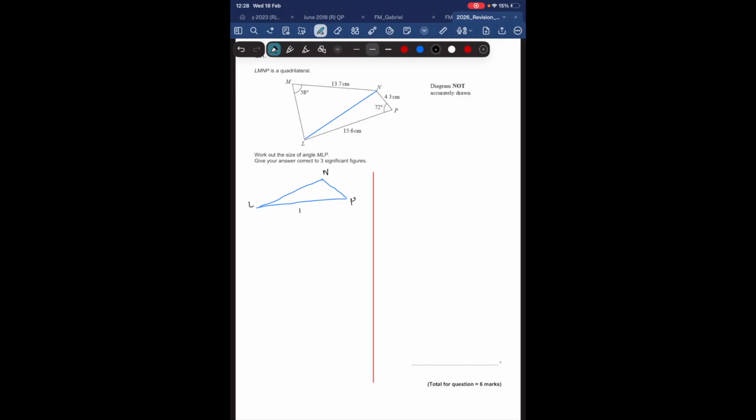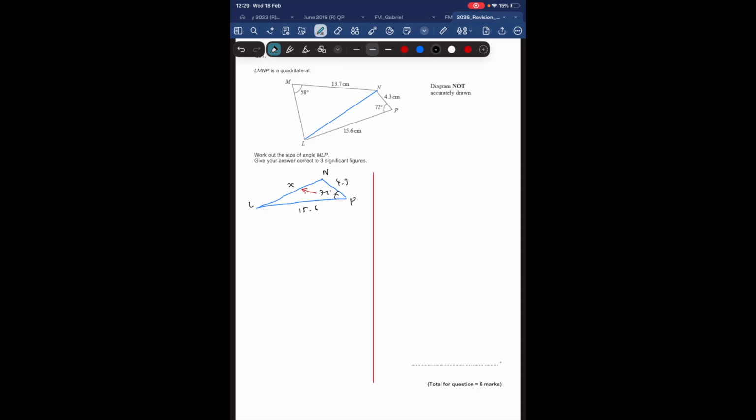So we know that this is 15.6. We know the angle is 72 degrees. We know that this length is 4.3 centimeters. We can work out this length using the cosine rule. How do we know that we can use the cosine rule? Because we have two lengths and we have the angle in between the lengths, and the length we're trying to calculate is opposite the angle.